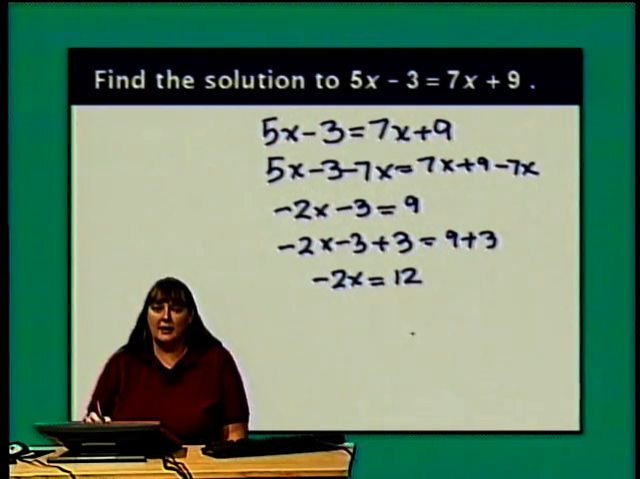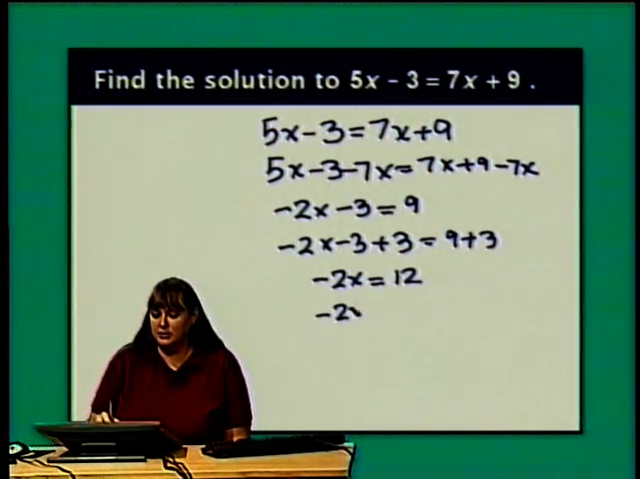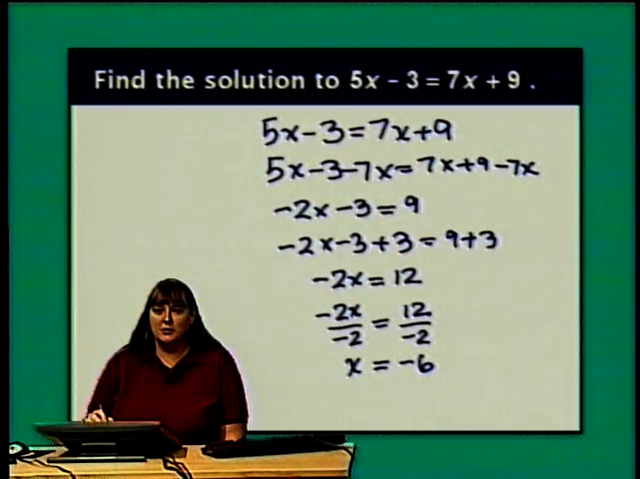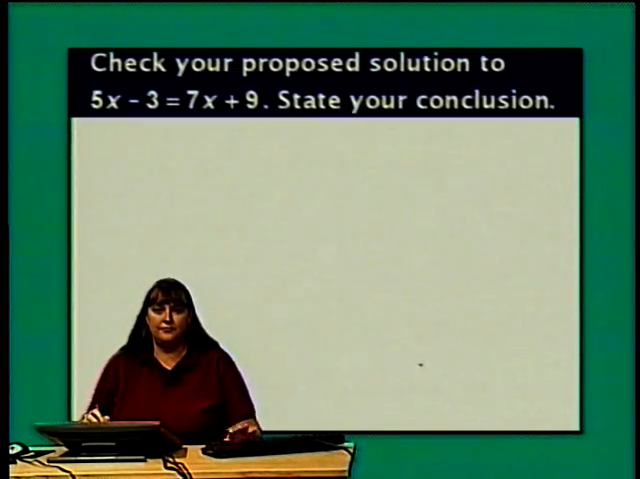Now to isolate x, I'll divide both sides of the equation by negative 2. Negative 2x divided by negative 2 is just 1x, which we write as x. 12 divided by negative 2 is negative 6. So I get the equivalent equation, x equals negative 6.